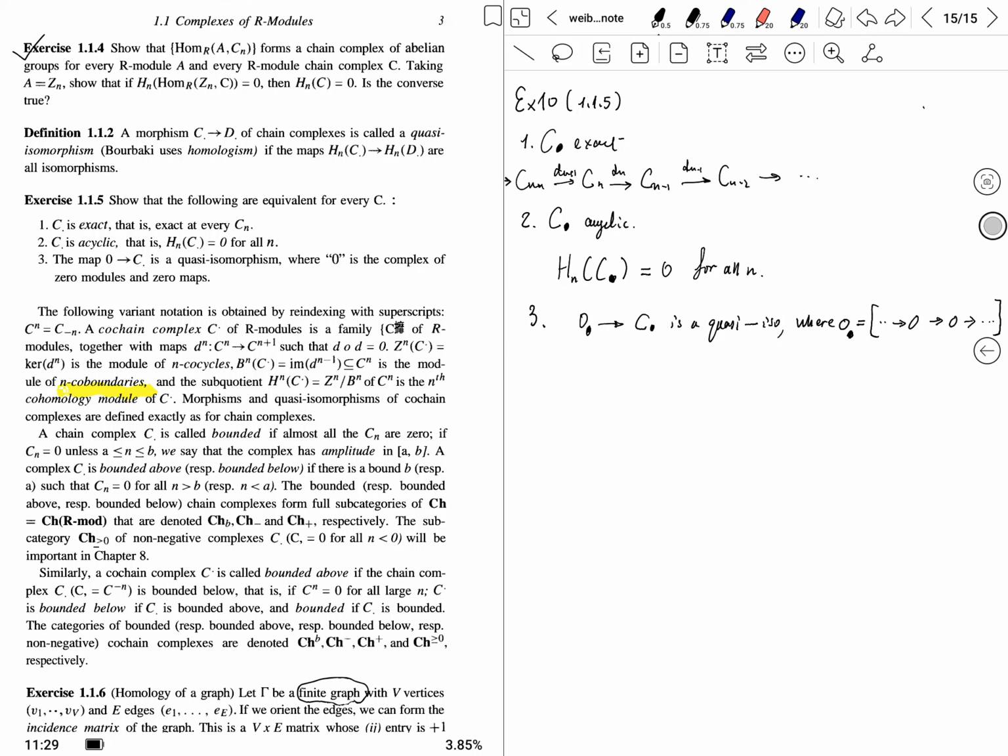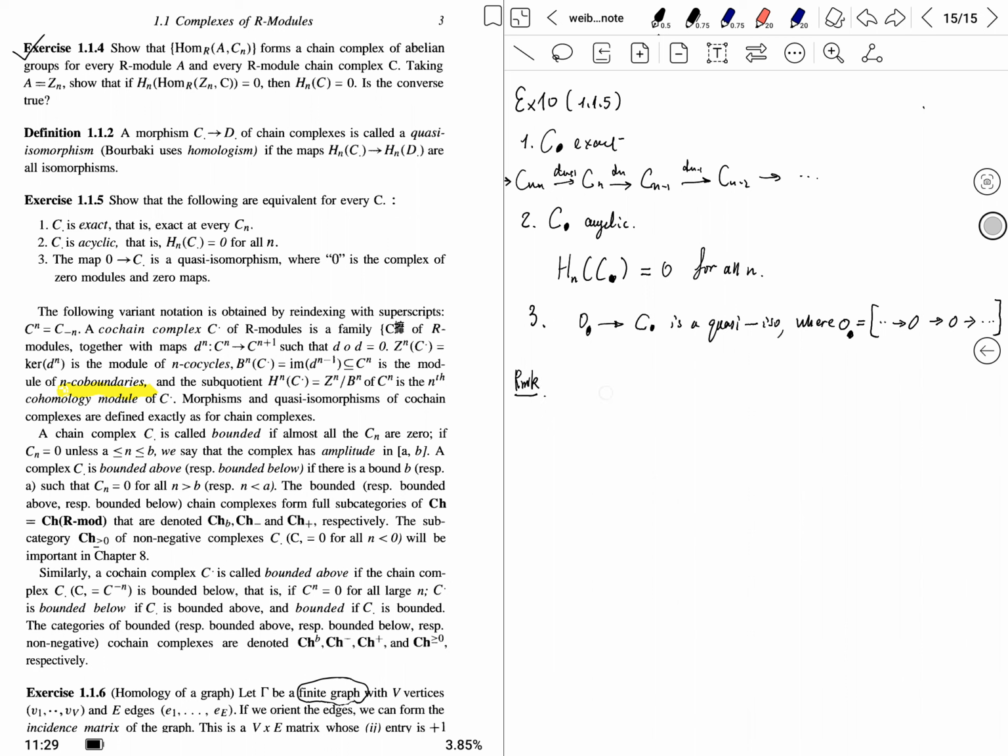Let's look at this exercise 1.1.5. So this exercise basically follows directly from the definition 1.1.2 of a morphism of chain complexes being a quasi-isomorphism. It means that, still something to remark, I think.